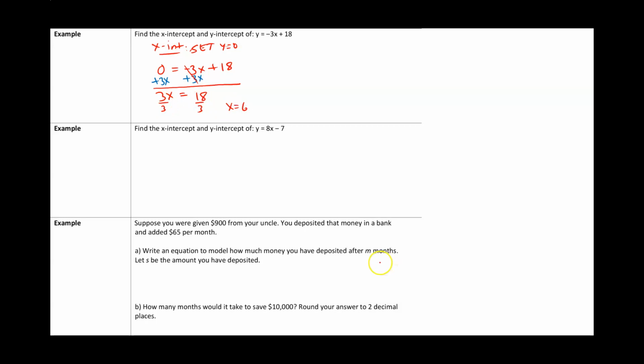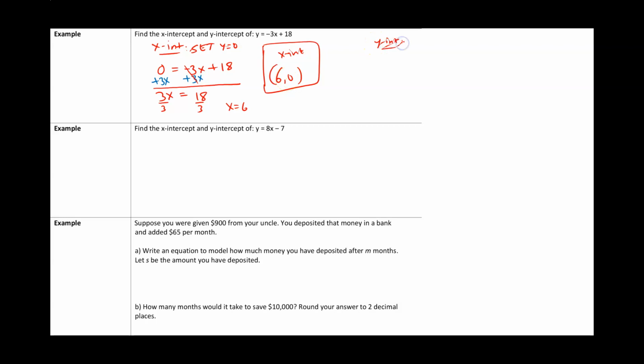But remember that any point has to be written as an ordered pair. So my ordered pair is going to be the point (6, 0) as my x-intercept. So for x-intercepts, and I know I'm repeating myself, but the more I say it, the more you might remember it: for the x-intercept, the y value always has to be 0.